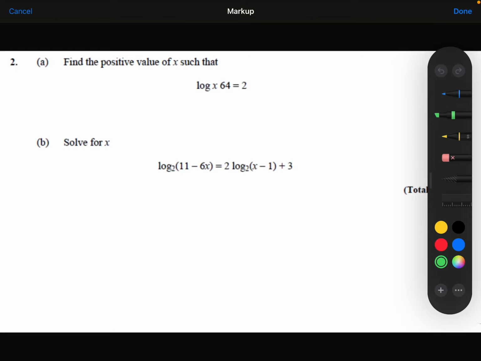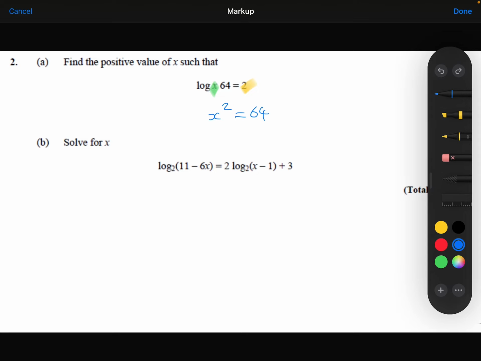Find the positive value of x such that log to the base x of 64 is equal to 2. So the base is x, the power is 2. So this is the same thing as saying x squared is equal to 64. The base is x, the power is 2. So these two statements are identical.